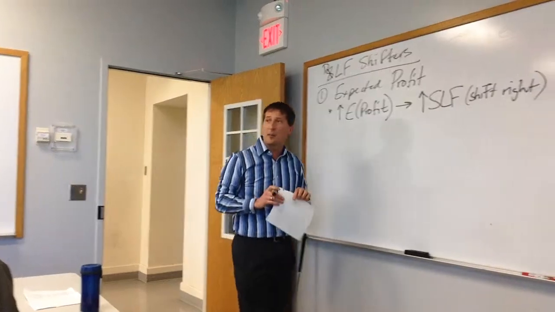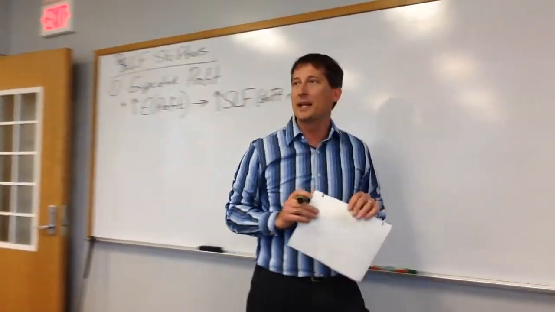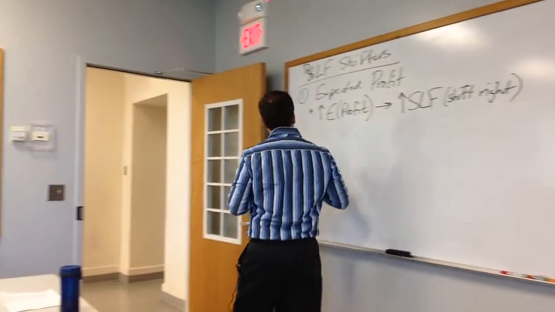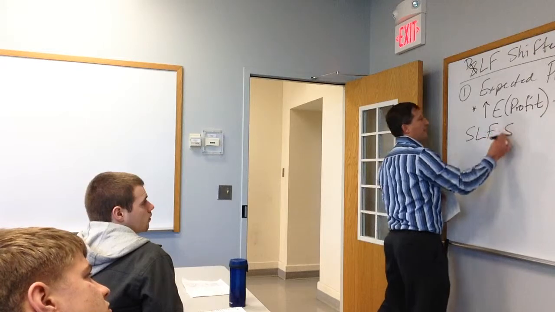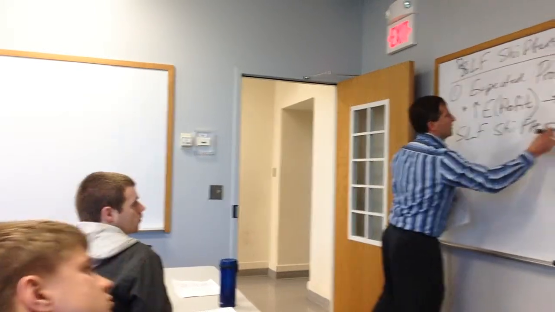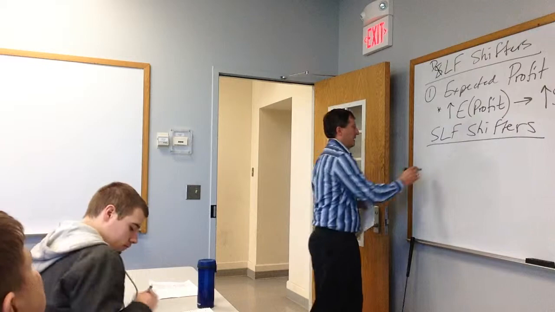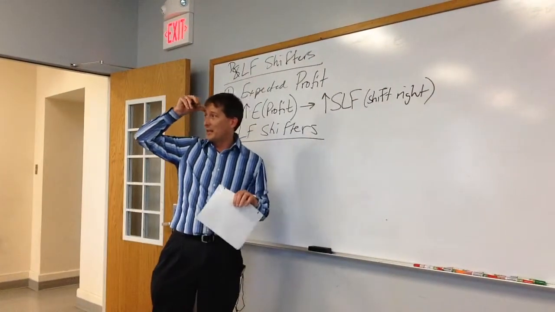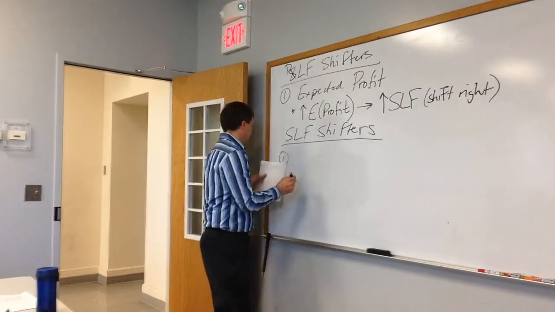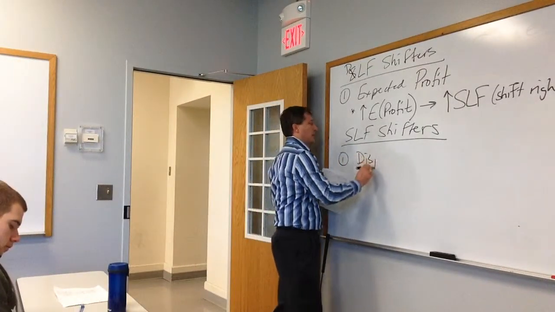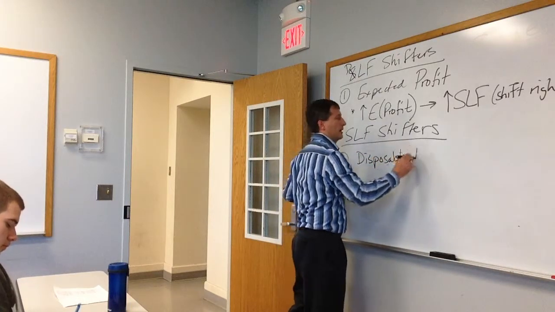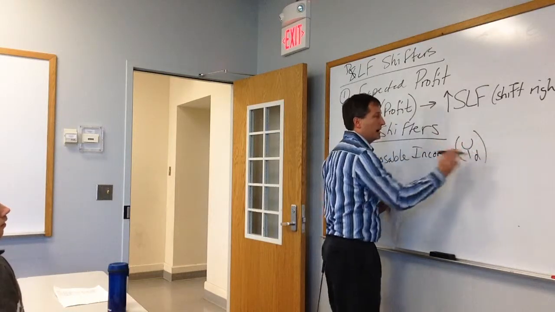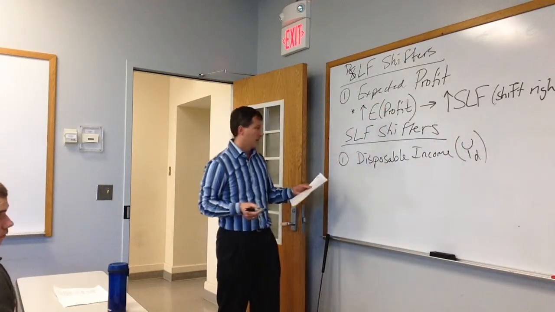All right, questions on the profit motive there in the demand curve for loanable funds? All right, now SLF shifters. What's going to shift the supply around? Again, we go to our definition, and the first thing following the given part is disposable income, which we'll use the big Y subscript D, disposable income.